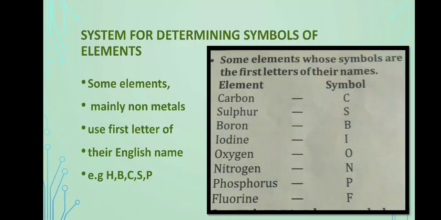Now, system for determining symbols of elements. So how does this system work? Some elements, mainly non-metals, use the first letter of their English name. For example, as you can see in this table, carbon starts with C, so it has the symbol capital C. Sulfur, capital S. Boron, capital B, and so on.